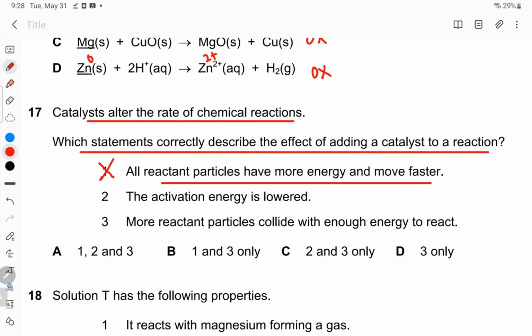It means it lowers the energy that the reactant particles must have to convert into product. The activation energy is lowered. Yes, it is correct. More reactant particles collide with enough energy to react. Yes, if the activation energy is lowered, then more particles can collide with enough energy. So the second and third statements are correct, which means option C is the correct option. Yes, Wariza. Yes, Sarah. Yes, Zaid. Yes, Shafi, and yes, Ayan. Does anybody have any doubt? Kindly ask. No, sir.